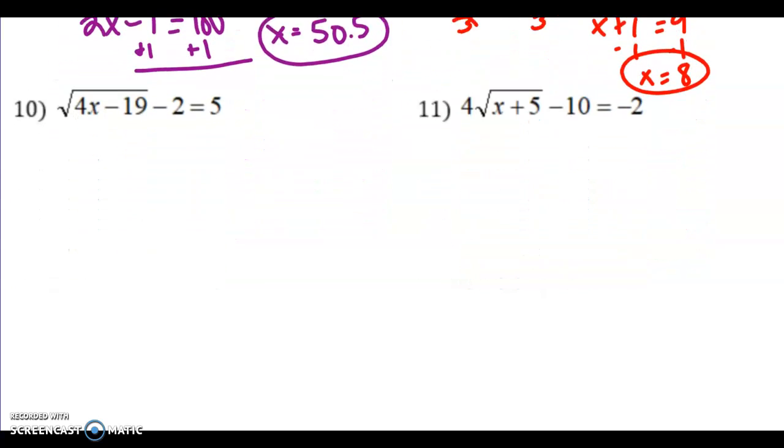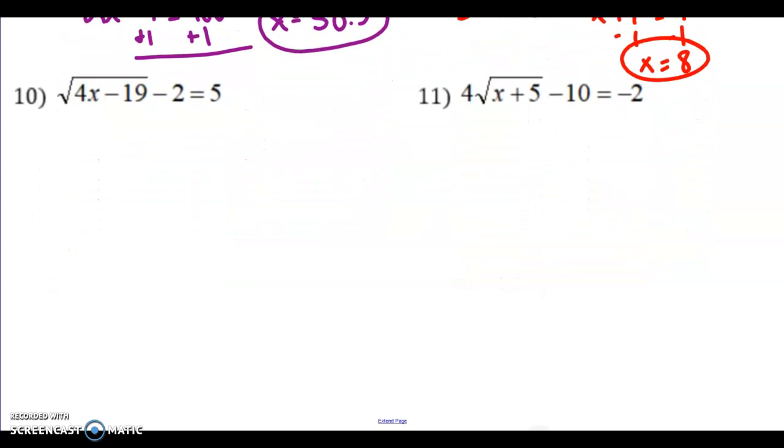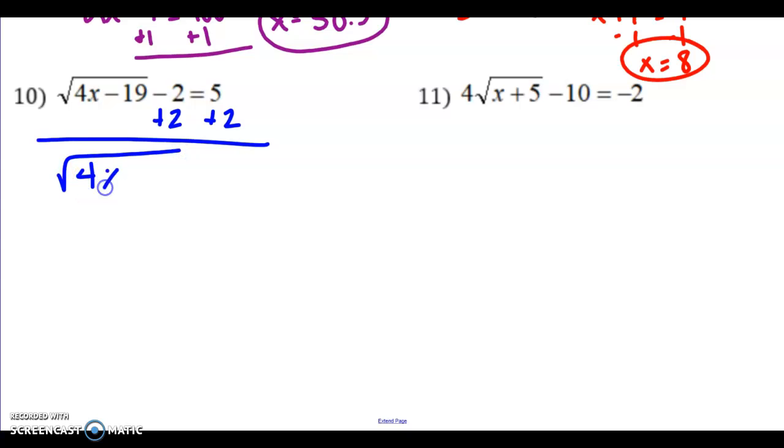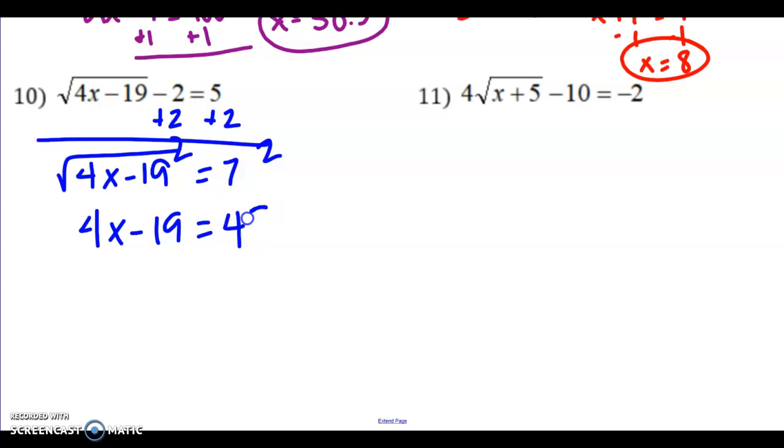Okay. All right, moving on to number 10. I need to move my 2 over first. So I remember I always do the opposite of what I want to do. I have the square root of 4x minus 19 is now equal to 7. I square both sides, so I have 4x minus 19 is now equal to 49. These are much nicer when they work out.